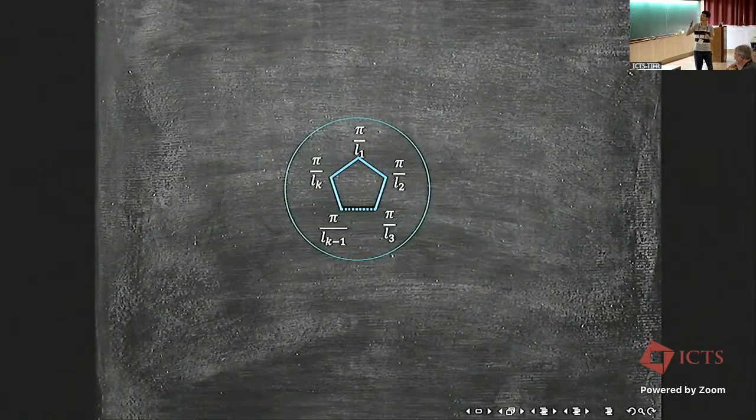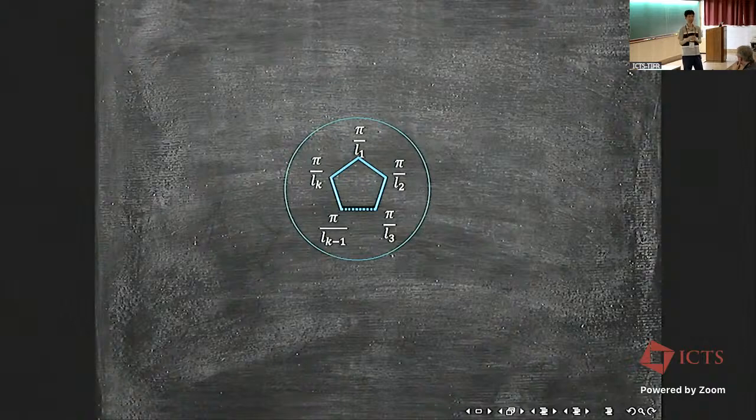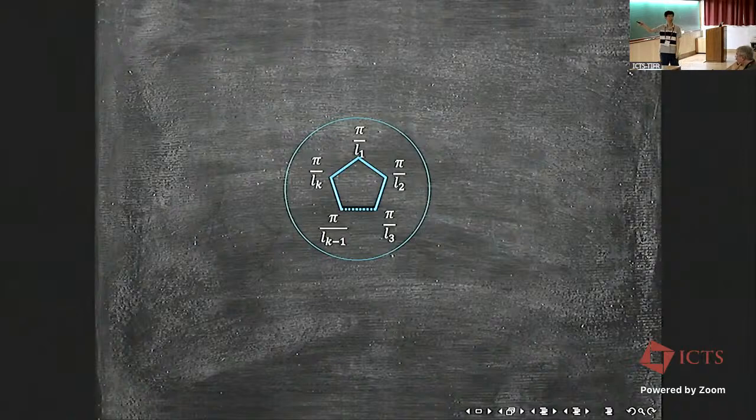Here I draw a projective model of hyperbolic space, the hyperbolic plane. And here you see a polygon, and I specify the angles. Here this dihedral angle is pi over L1, and so on. So I want to parameterize the space of hyperbolic polygons with these angles.